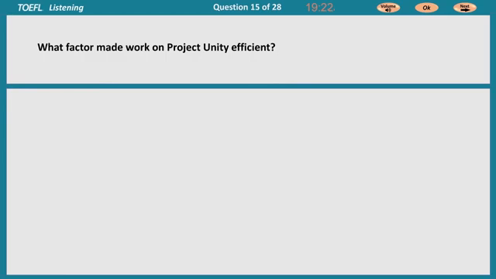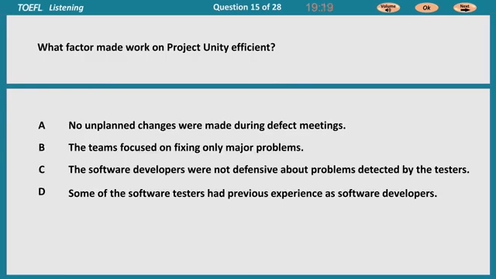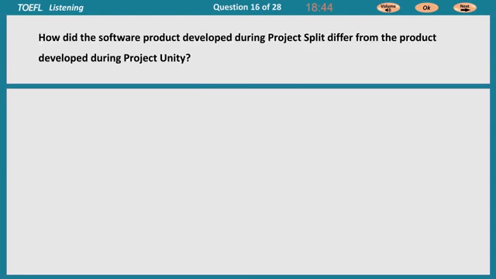What factor made work on Project Unity efficient? How did the software product developed during Project Split differ from the product developed during Project Unity?